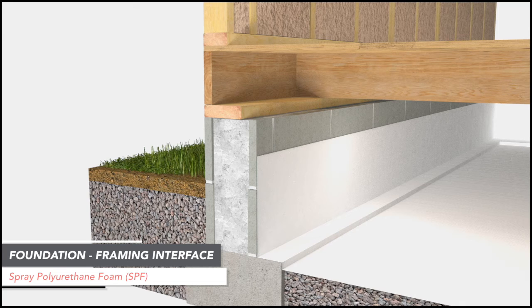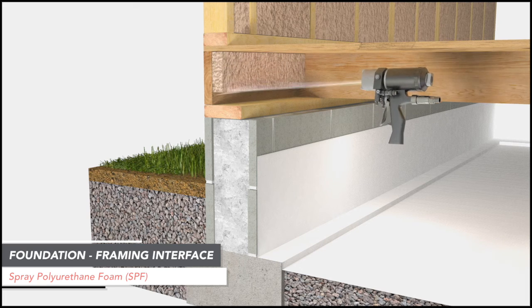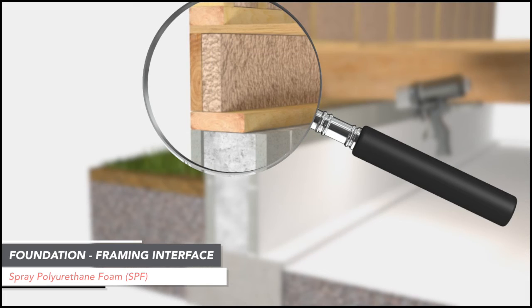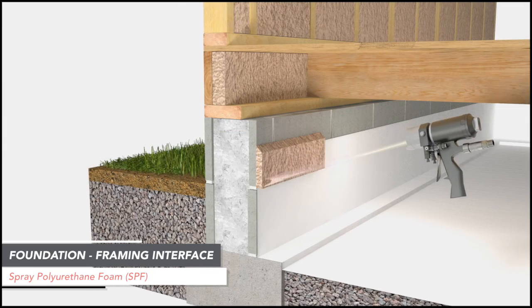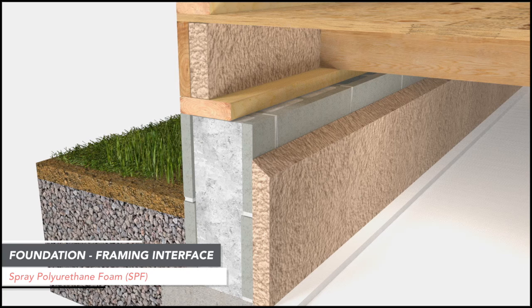Here is an application of SPF on the inside surface of the rim joist. This single-step installation provides insulation and seals the gaps between the bottom of the rim joist and the top of the sill plate, and the underside of the subfloor and the top of the rim joist. The side of the sill plate and the top 3 inches of the foundation wall are not covered with SPF. While this is not ideal from an insulation perspective, it does facilitate visual inspection for termites.